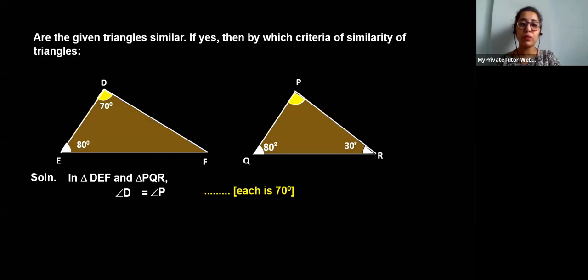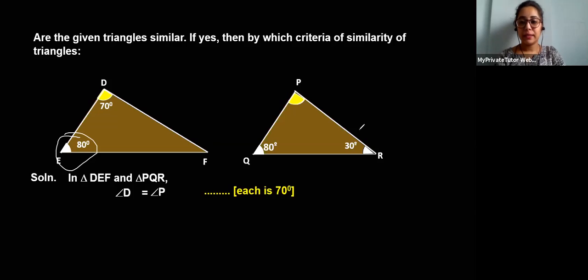Each is 90 degrees. Now, how could each be 90 degrees? Because you can observe in this part that this is 80 degrees, right? And we have already been given that these two angles are equal. So this will be 30. So what is remaining in both the triangles? 70, 70. Both of the angles will be 70 degrees. Let's go for the next one. Now angle D is equal to angle P because each is 90 degrees.